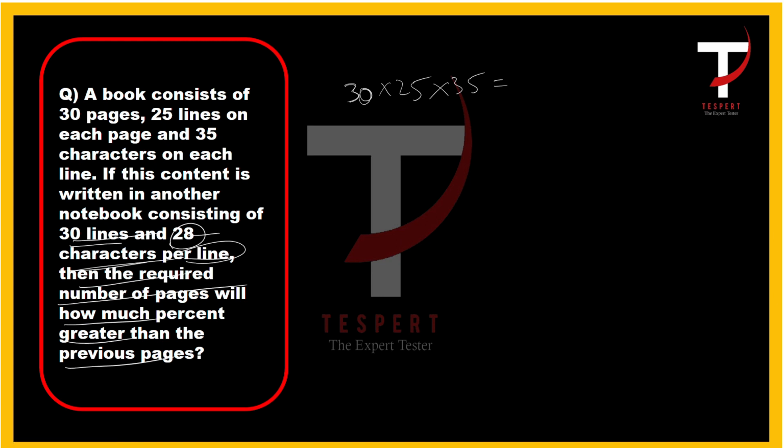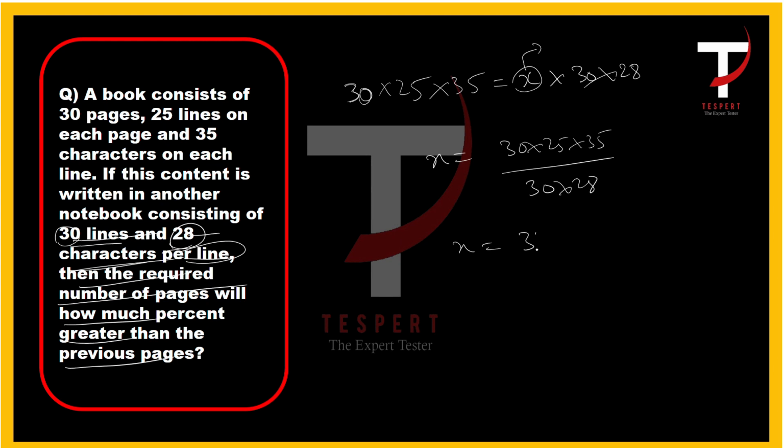Whereas in the second case, what do we have? The number of pages we do not know, so let the number of pages be x, and we know that each page has 30 lines and each line has 28 characters. So x will be equal to 30 into 25 into 35 by 30 into 28, which is equal to 31.25. So 31 pages are completed, and 25% of the 32nd page is also completed.